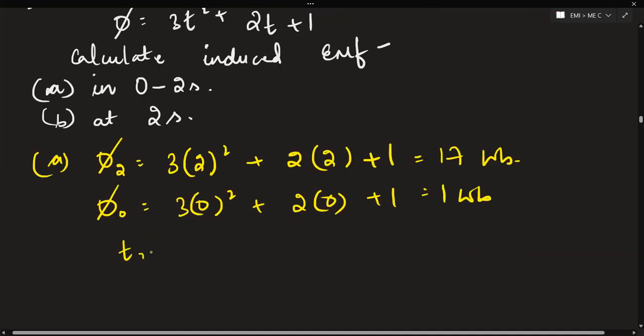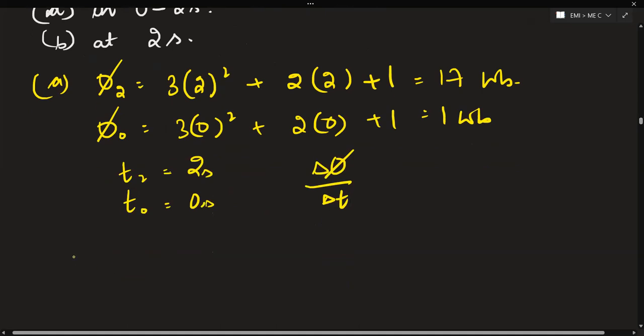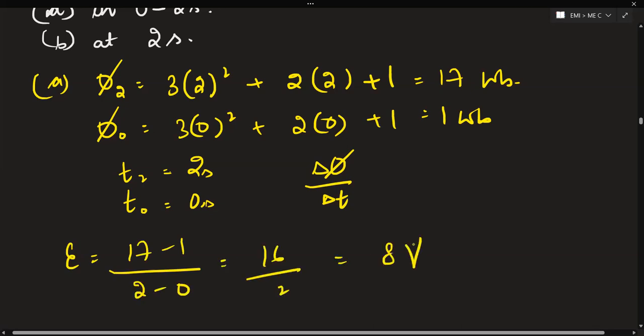Now, final time t2 is given to you as 2 seconds. Initial time is given to you as 0 seconds. So delta phi over delta t you have to find out, because that's the induced EMF's value. So here the induced EMF will be 17 minus 1 divided by 2 minus 0. That becomes 16 divided by 2, which is 8 volts.